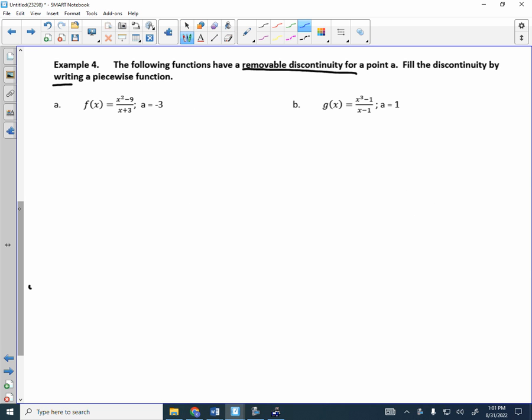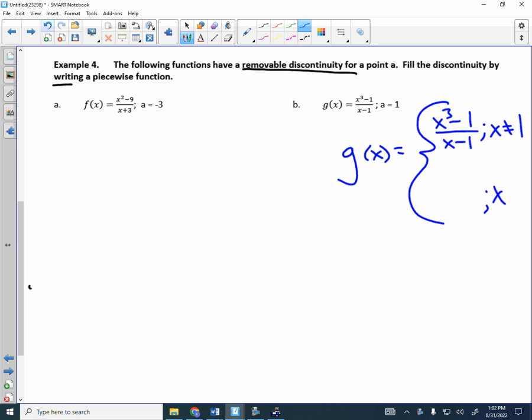So, this is discontinuous for what value? 1. Everybody agree it's discontinuous for 1? So I'll write my piecewise function. G of x is equal to x cubed minus 1 over x minus 1 for x not equal to 1. Everybody agreed? For x not equal to 1.